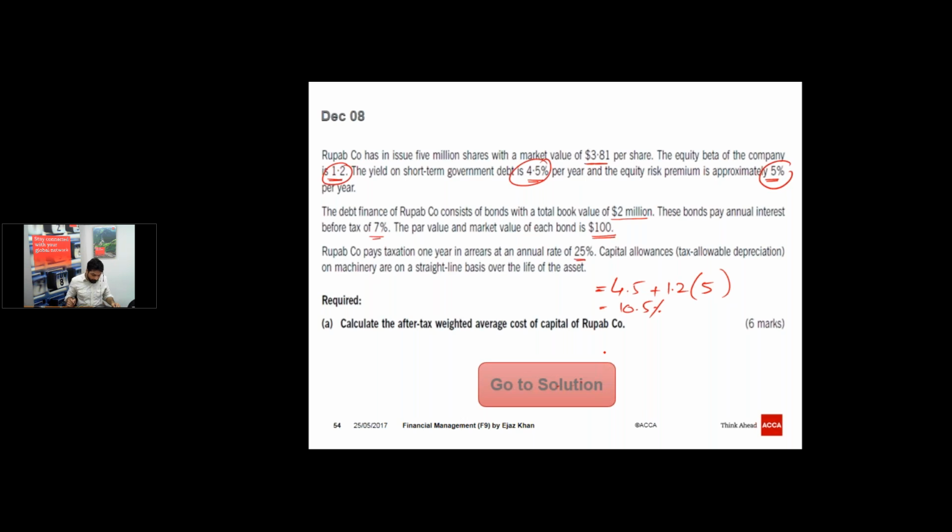So it's 10.5% using the CAPM model, but it has asked for calculating the after-tax weighted average cost of capital. And to calculate the average cost of capital, we not only need a cost of equity, we also need cost of debt. So we need to calculate the cost of debt as well. First of all, just look at the type of debt we have. Which type of debt do we have? Is it redeemable or irredeemable?